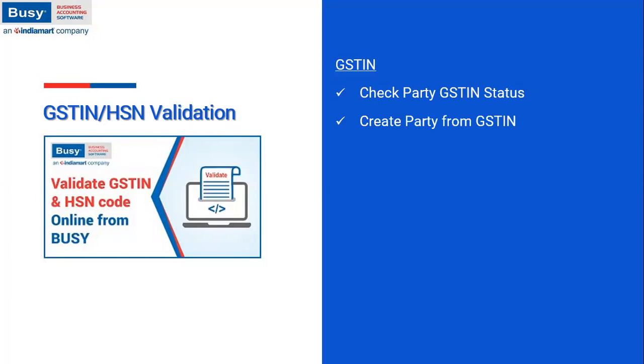Next is create party from GST. If you know the GST number of the party, you can create the party master. You only have to press the F4 key and enter the GST number, and all the details will be picked from your GST number, and you can create the masters within a second. I will show you in the practical demo.